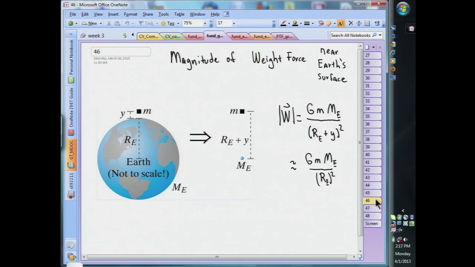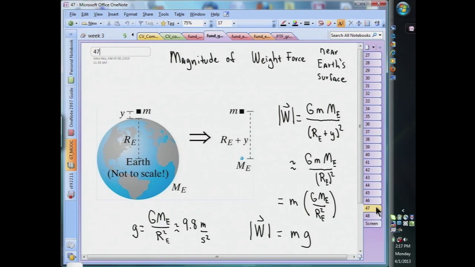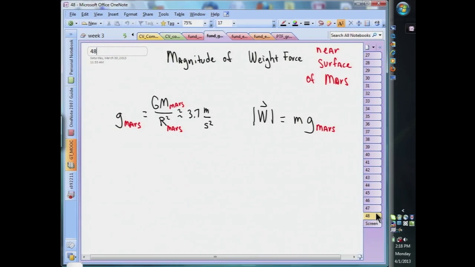Now, if the height y is small compared to the Earth's radius, then we can ignore the height in this expression. And to a good approximation, we can write the magnitude of the weight force as the product of the object's mass times a constant, which is what we will call little g, the magnitude of the Earth's gravitational field near the surface. Now, we can see how we can find the weight force for that same object on another heavenly body, say a moon or another planet. We will just need to find the appropriate g using the properties of that moon or planet.